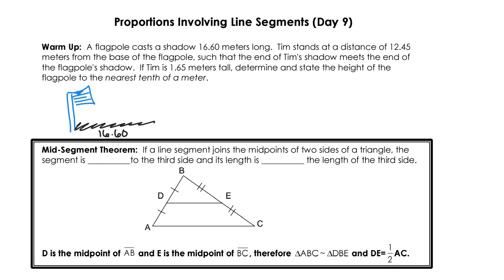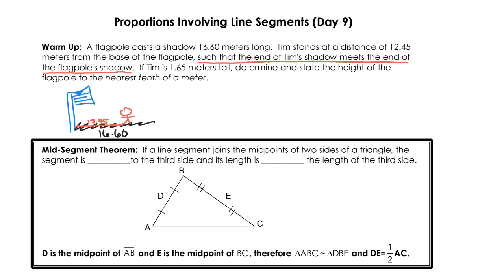But this is a huge clue that says such that the end of Tim's shadow meets the end of the flagpole shadow. Shadows going in the same direction. That means that Tim is standing in the flagpole shadow. Okay? And it says that Tim stands at a distance of 12.45 meters from the base of the flagpole. So this distance here is 12.45. A little bit tricky that the two lines' lengths overlap.